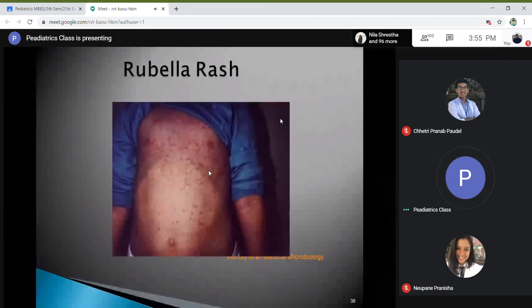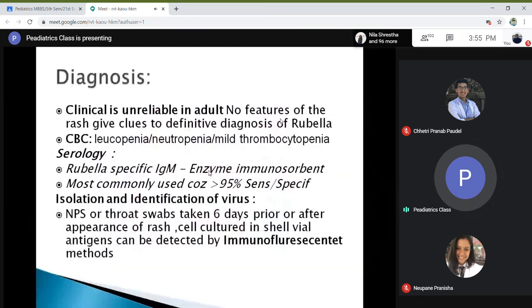Okay. So how would you diagnose? That's clinical, you have made it now. Now you just confirm it. Sometimes clinical diagnosis is unreliable in adults, with no features, and sometimes asymptomatic. No features of the rash give clues to a definitive diagnosis of rubella. Other viruses could also give a rash. There's no typical sort of rash. But by history you can make some ideas.